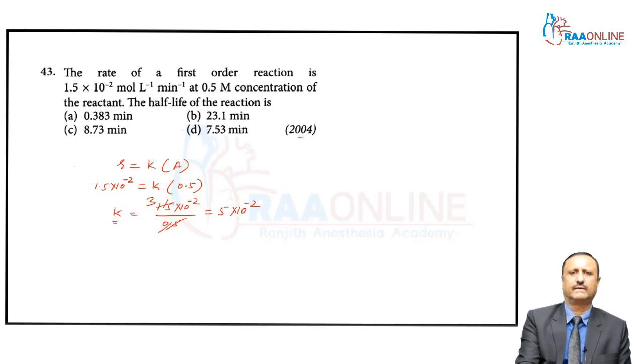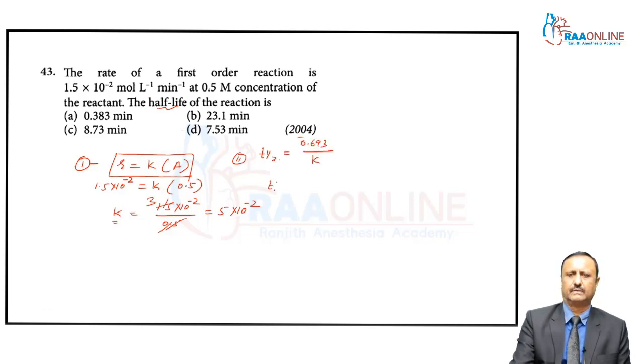Now he wants the half life, so we can use the half life formula. This is our first formula, for rate of reaction of a first order reaction, and the second formula is T half equal to 0.693 upon K. Then you can put the values: 0.693 upon 5 into 10 to the power minus 2. Then, my dear students, you can get the answer.